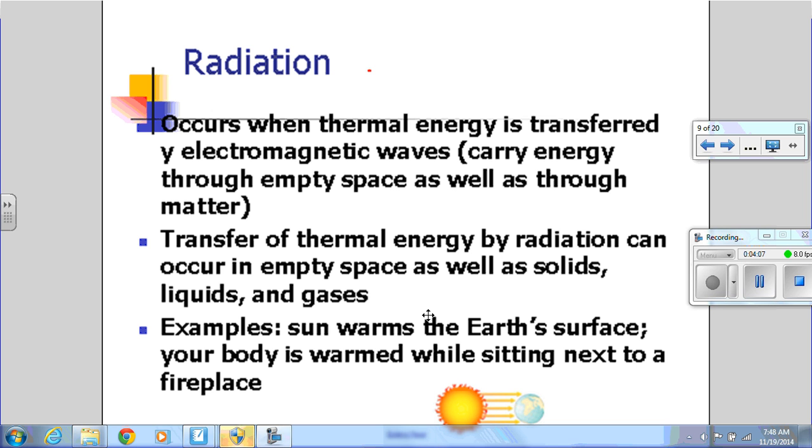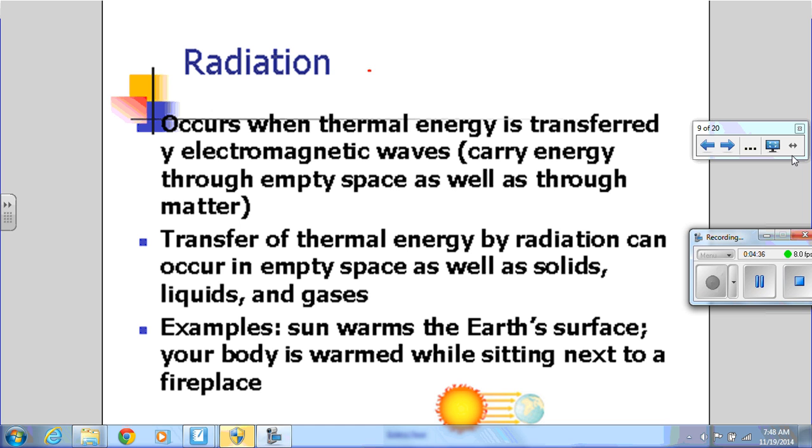If I'm sitting in front of a fireplace or a heater, and my body starts to get warm, that would also be because of radiation. So just think about radiation as something that can happen in solids, liquids, or gases, and it can also be transferred by these special waves, which we call electromagnetic waves. As we look at more examples of radiation in our lesson, you'll start to understand this one a little bit more as well.